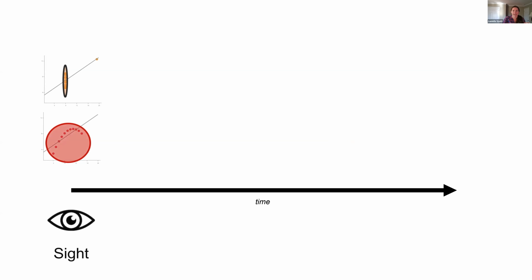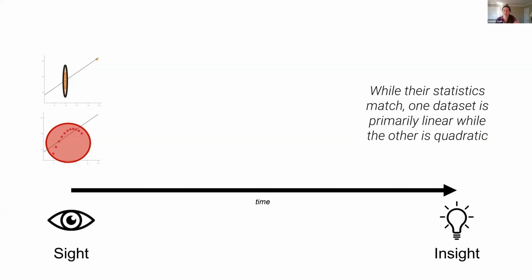And so we start with our sense of sight. Light from the red points, the orange points goes out of the monitor into the eye, fires off a set of signals that start the process of interpreting this information. Time passes. At the other end of this, we have insights, the knowledge that's generated using these visualizations. So insight in this case might look something like, while their statistics are the same, one of these data sets is pretty much linear. We have this constant plus an outlier structure, while the other is quadratic. We have this nice arcing curve.